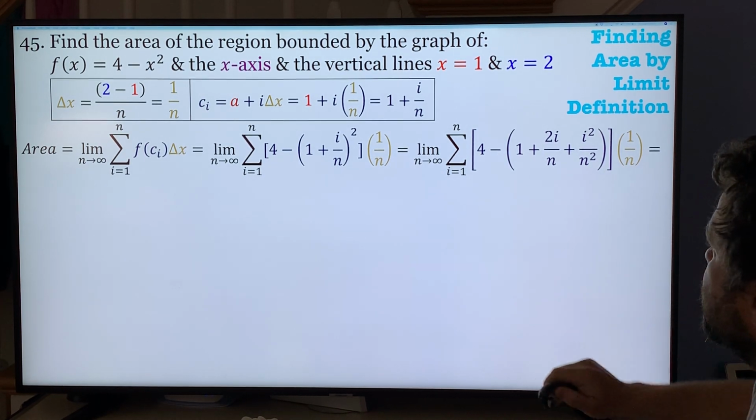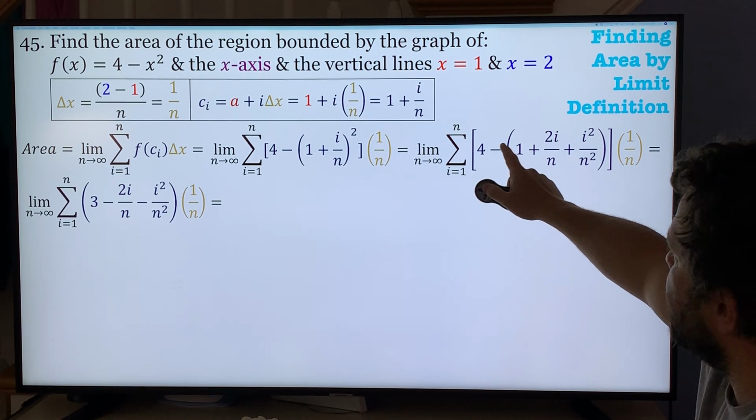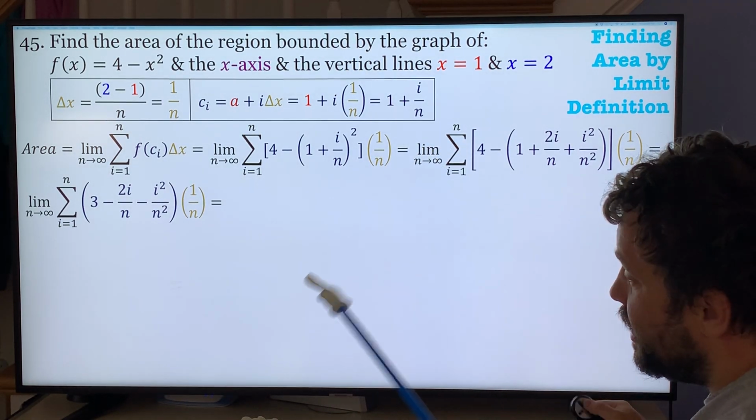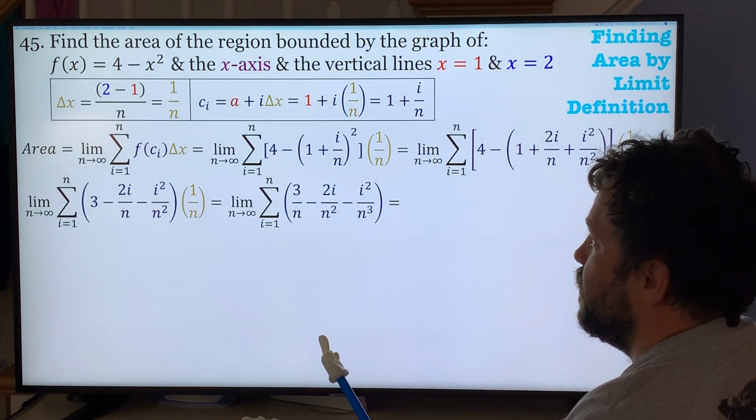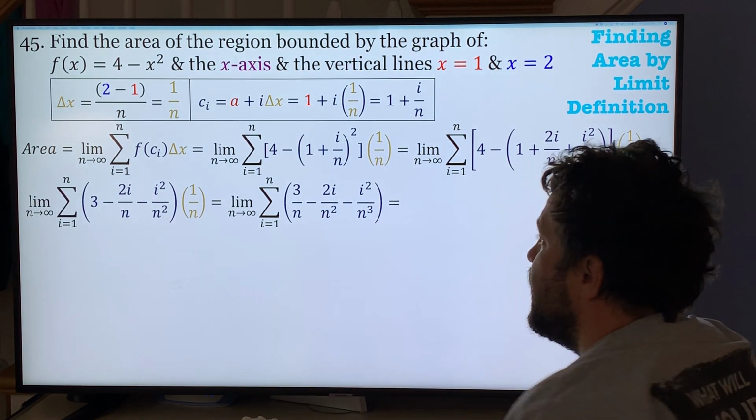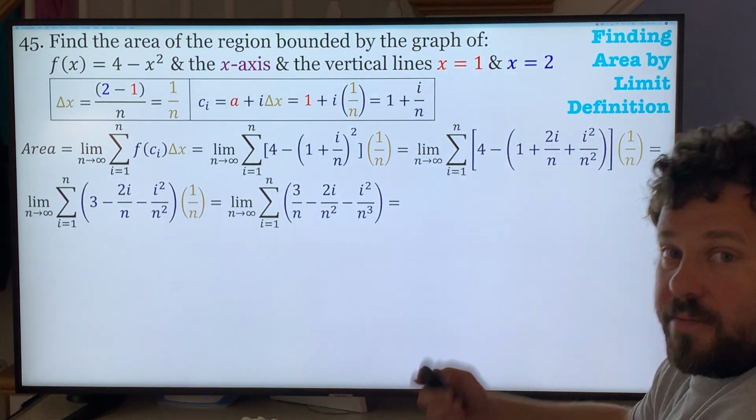4 minus 1 is a 3. This becomes negative, this becomes negative, because I have to distribute the negatives over 1 over n. Now in this case, I can pull the whole 1 over n forward. Or I could take the 1 over n and multiply each problem number. It doesn't matter what you do till the end. If you keep it in or take it out, it's up to you.